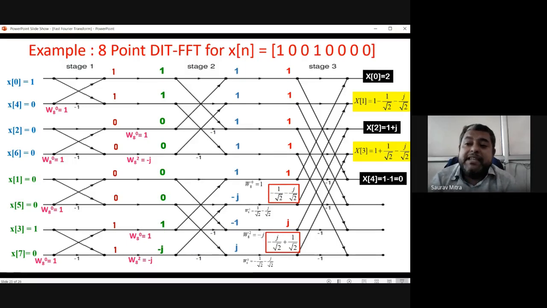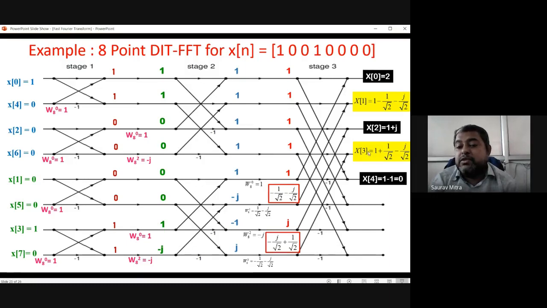X0 is nothing but addition of all the terms, and x4 is nothing but alternate plus minus addition of all the terms. Okay, now x1, x2, x3 is calculated, x0, x4 is calculated. No need to calculate x5, x6, x7. You can directly write down as complex conjugates, provided you have calculated x1, x2, x3 properly. So what will x5 be? X5 will be 1 plus 1 by root 2 plus j by root 2. Okay, real part same, imaginary part sign change.